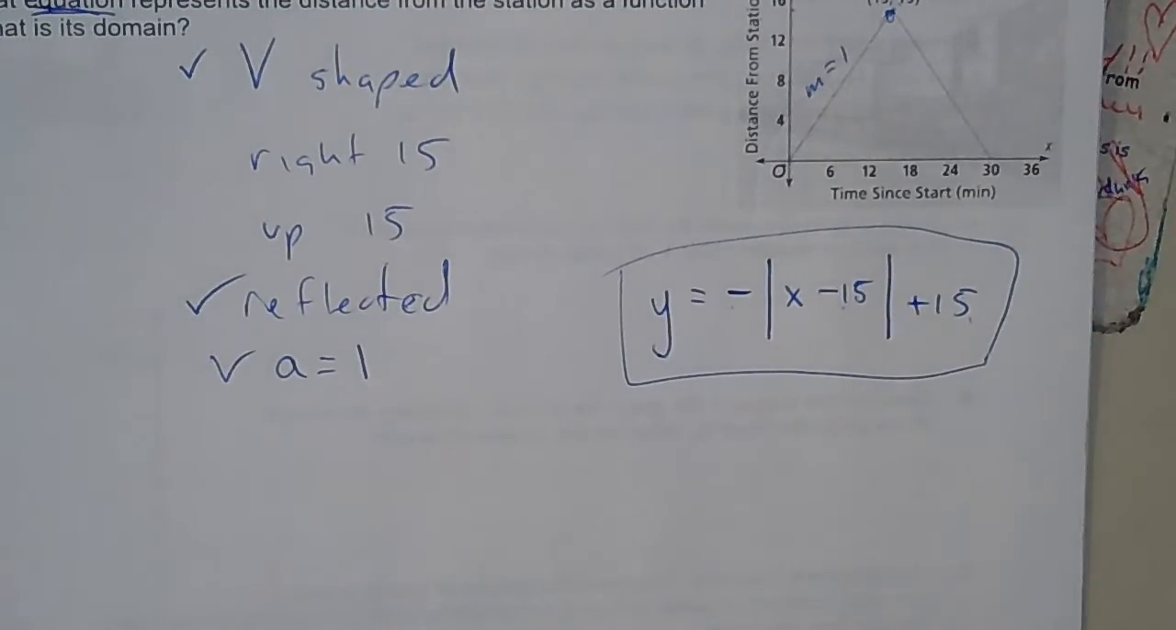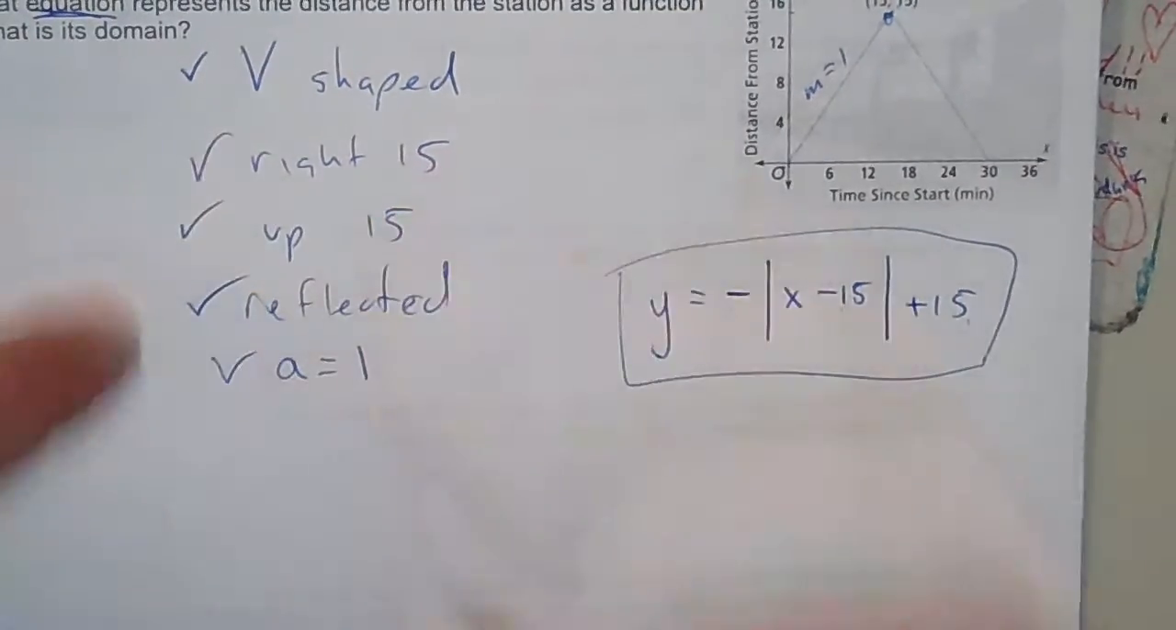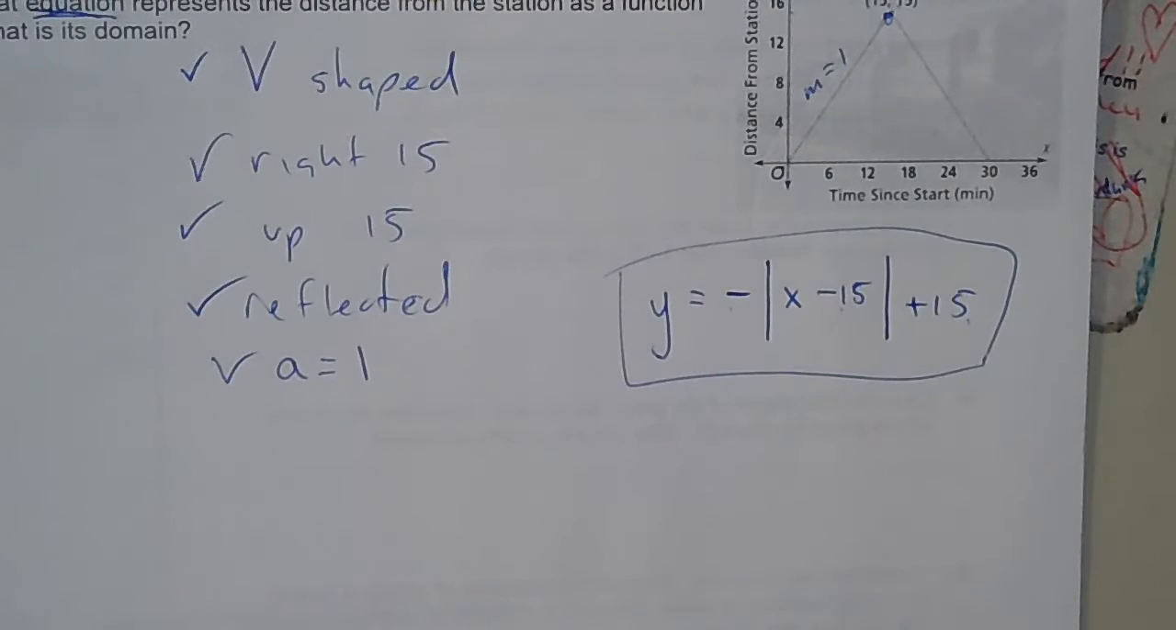Again, as you do these, you may not need to make this checklist every single time. But I'm just laying it out for you so that when you see your notes, you know what we did here. We identified all the stuff from the graph, and then we wrote the equation.